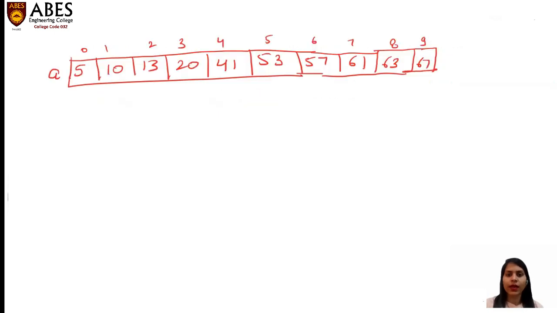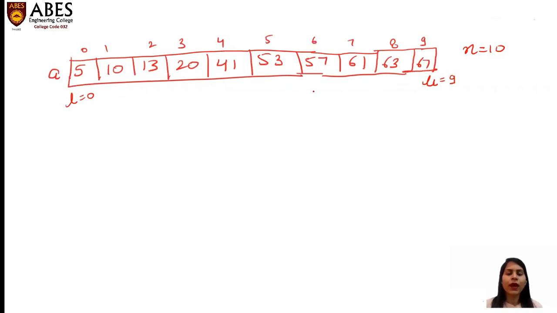Now I'll take one example and apply binary search. Here's an array. The total number of elements is 10. The last index value of this array is 9, and the first index value of this array is 0. Now here we will define the lower bound and the upper bound. Suppose this is the lower bound and this is the upper bound. The value of the lower bound is 0, and in this case, the upper bound is 9.